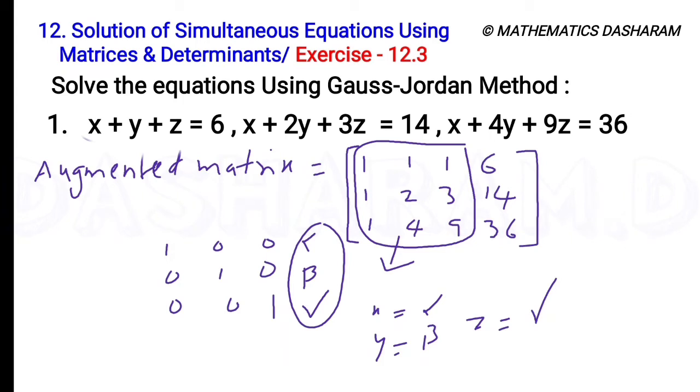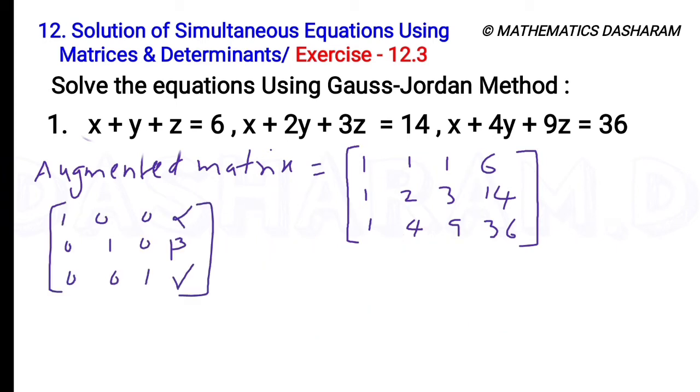To convert this 3 by 3 matrix into an identity matrix is very important, so observe carefully. Remember, we need this type of answer. See here 1, here also 1. Next, coming to here, these two values require zeros.